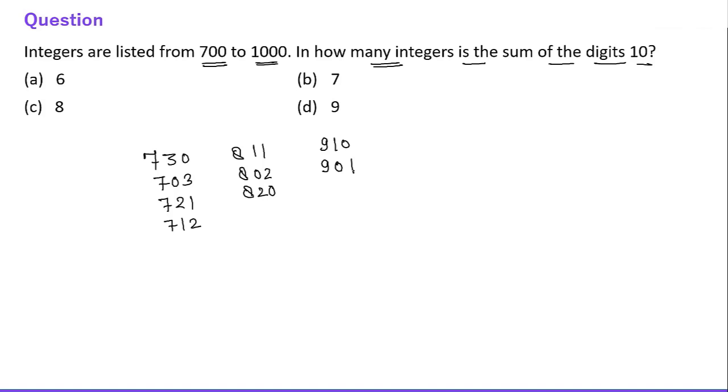Okay, so here the sum of the digits is what? 10. So these are 4, these are 3, and these are 2. So 4, 3, and 2. Just add them. So 4 plus 3, 7, 7 plus 2, 9, right? The correct answer is 9. Okay, everyone, fine. Now let's move to the other one.